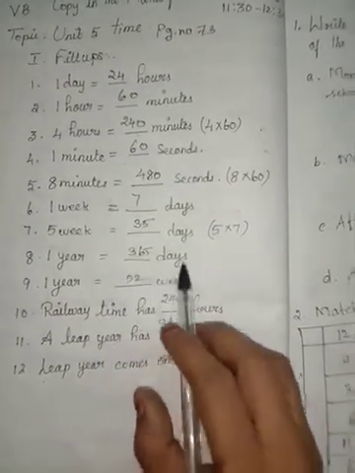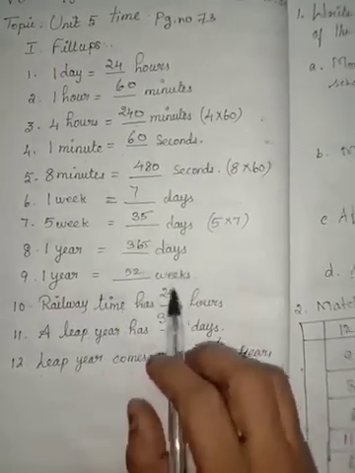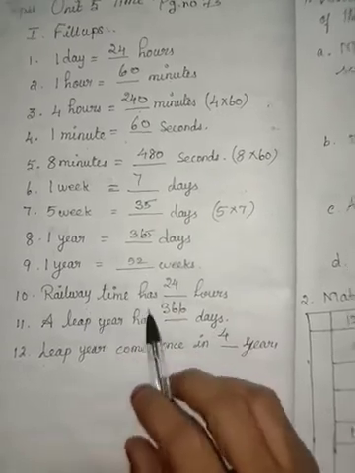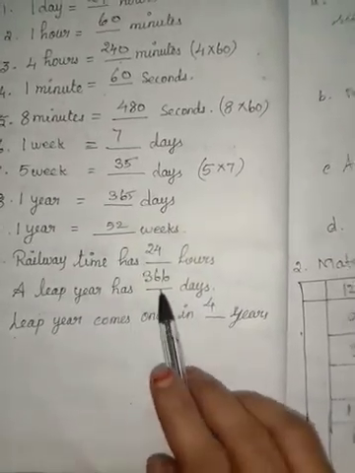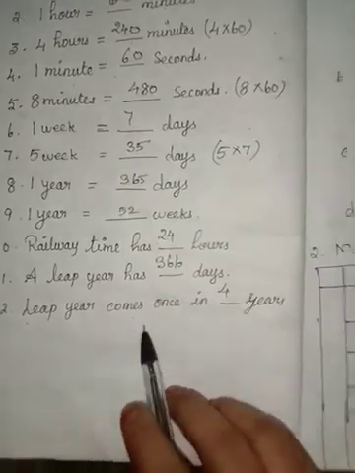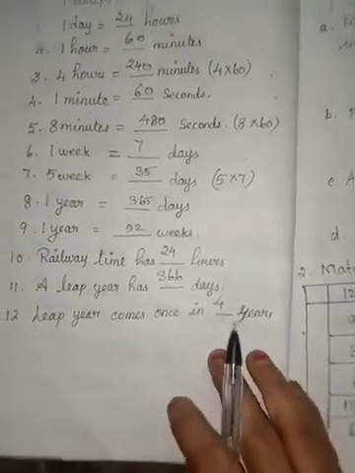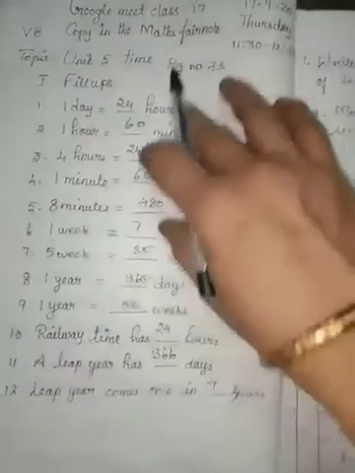1 year equal to 365 days. 1 year is equal to dash weeks, 52 weeks. The railway time shows 24 hours. In a leap year, dash days, 366 days. A leap year comes once in 4 years. So we must know these fill-ups.